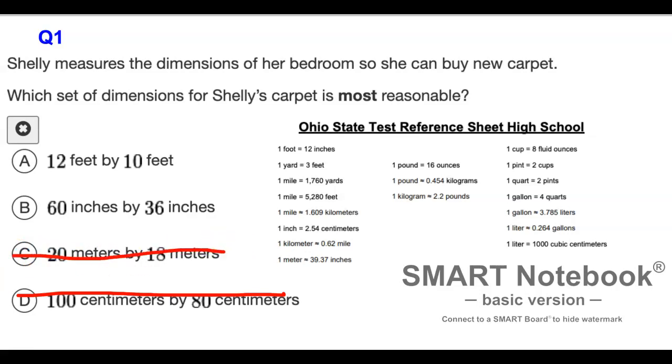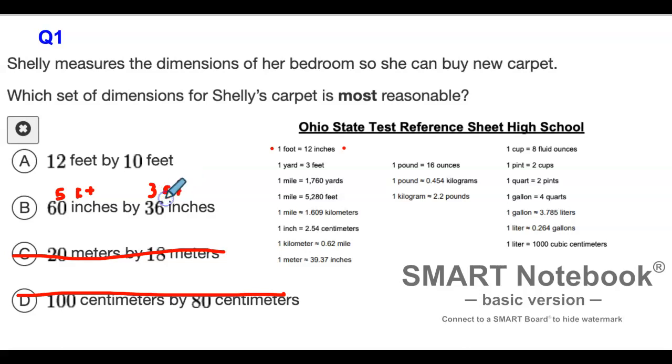B tells us that the bedroom could have dimensions of 60 inches by 36 inches. Remember there are 12 inches in 1 foot, which our state test reference sheet tells us right here. So this is kind of saying the bedroom would be 5 feet by 3 feet, which is our most reasonable choice so far. It's better than C and D, but we want to look up here at choice A.